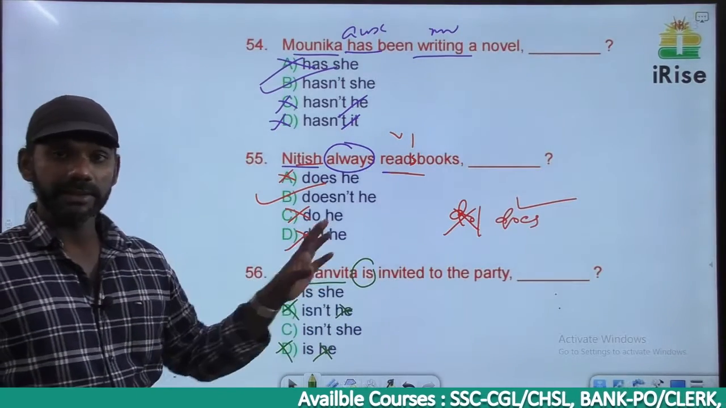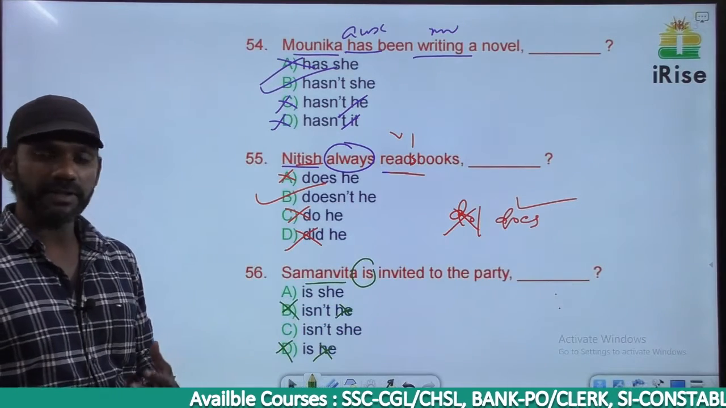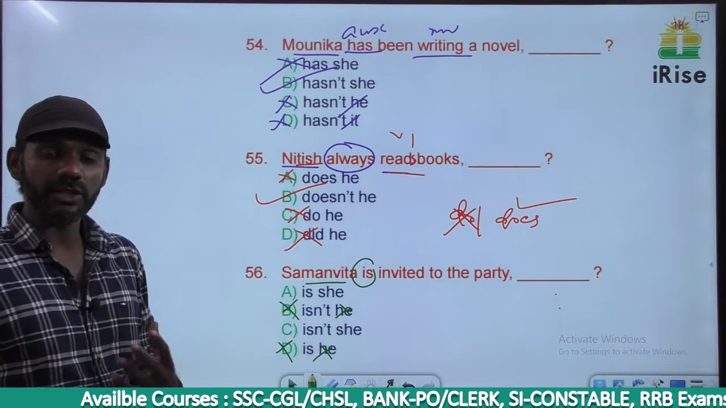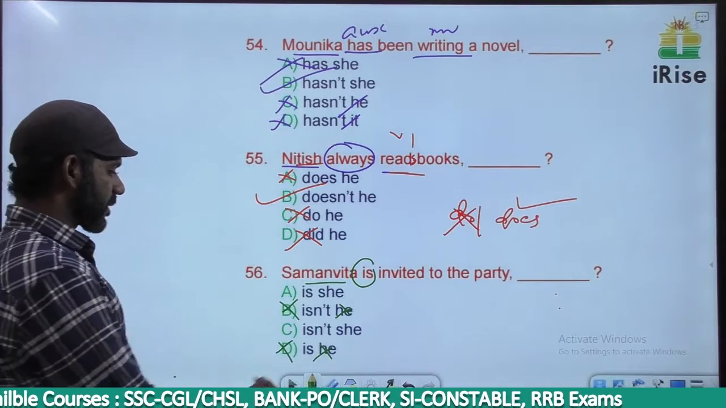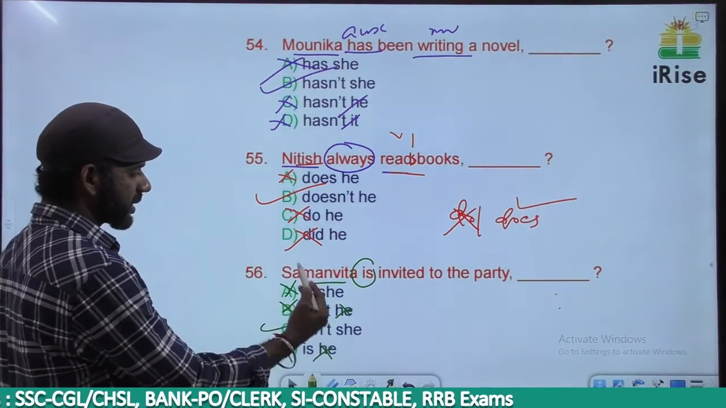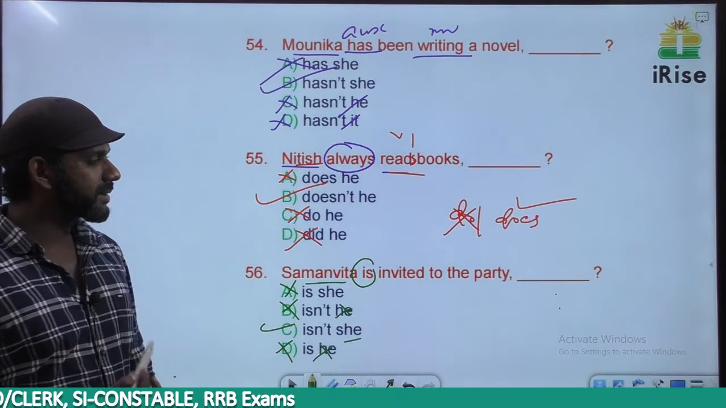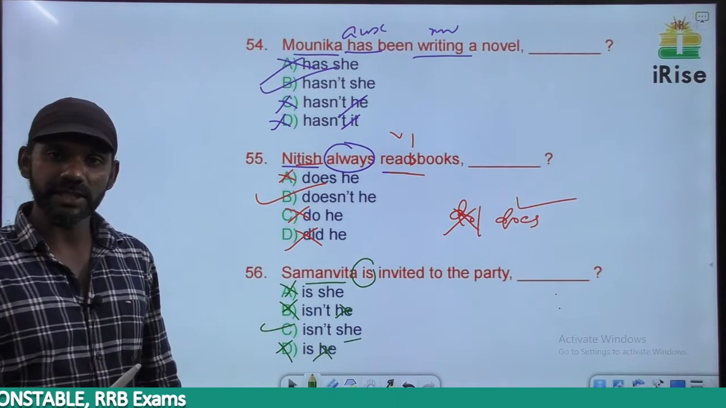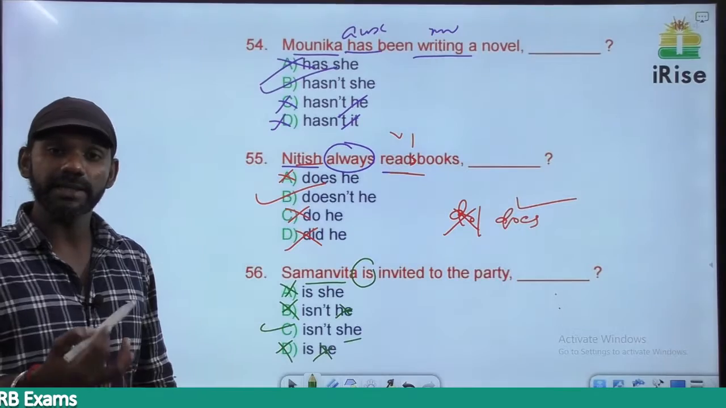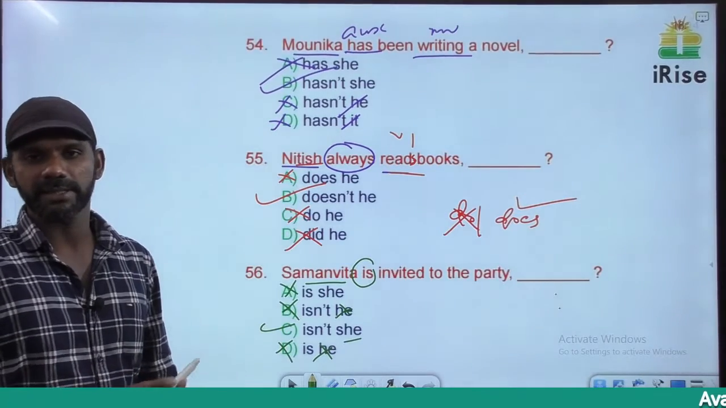No negative term in the sentence. In the tag, there must be a negative term. Isn't, is not, short form is isn't. Based on that, A is gone. The subject here is Samanvita, she. So isn't she. Samanvita is invited to the party. Isn't she? That means isn't she invited to the party? That's the meaning.